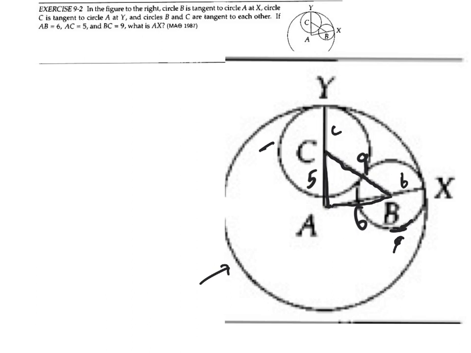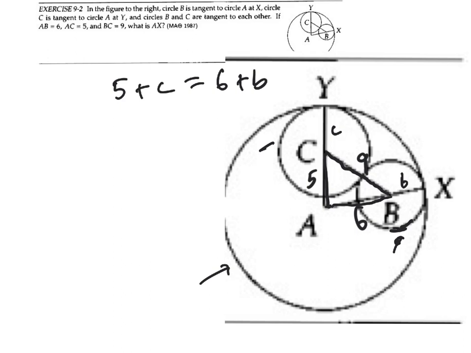Then what I notice is that AY and AX are the same. So I can write out an equation that looks like this. 5 plus c equals 6 plus b. Pretty simple. We know radiuses are always the same. Any point on the circle, it will always be the same.